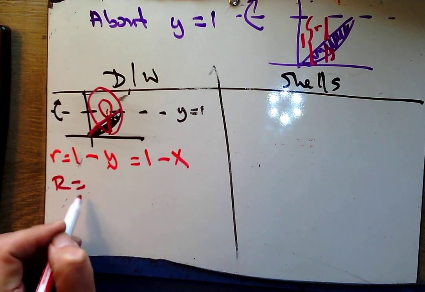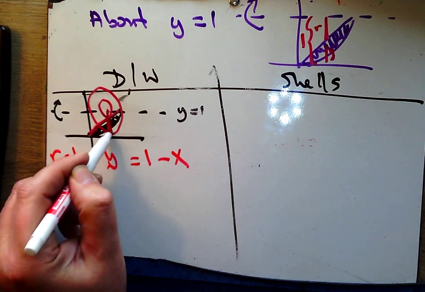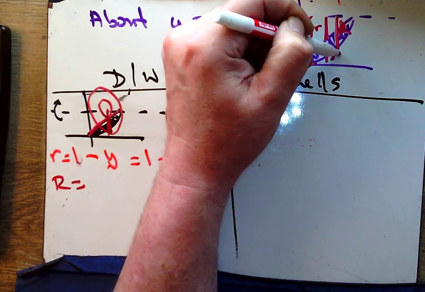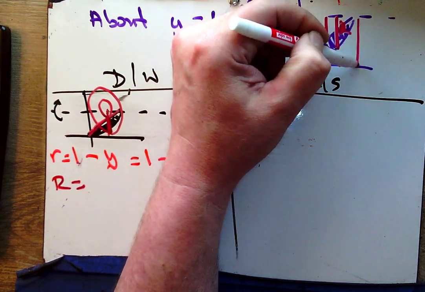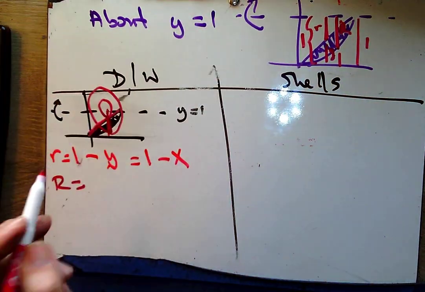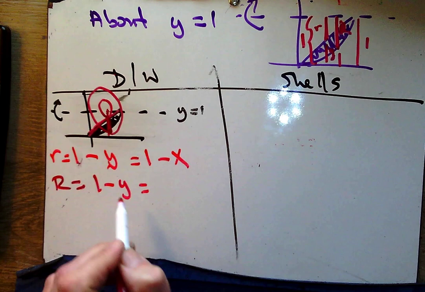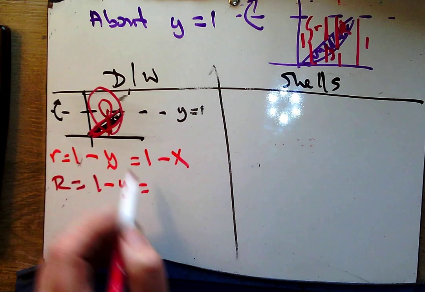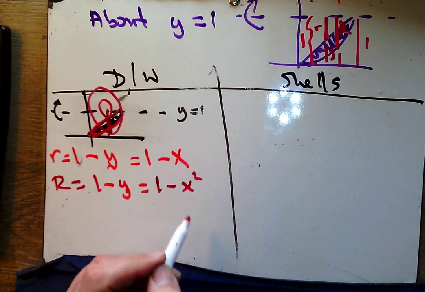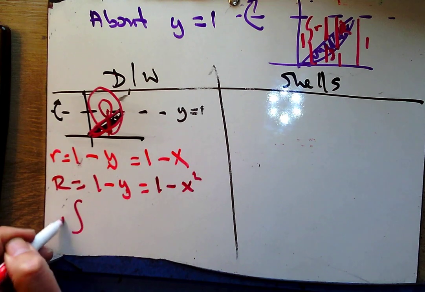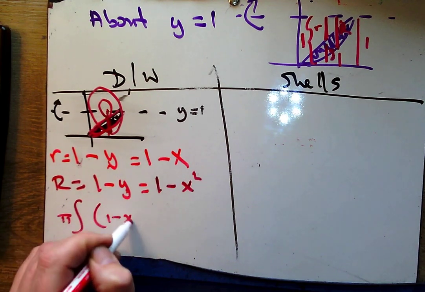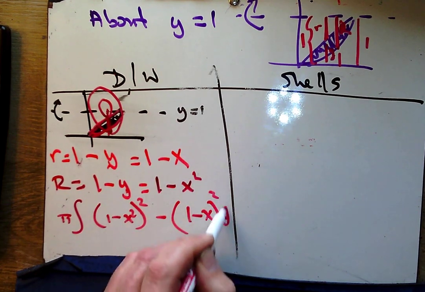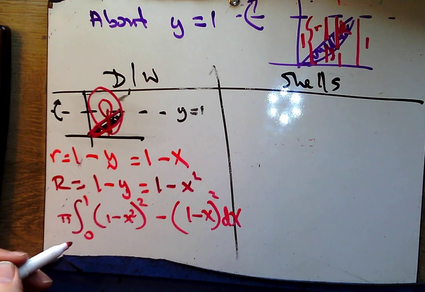When I go to talk about big R, it goes all the way to here. This is y, this is big R, this is 1. And so big R is going to be 1 minus y, but the y value here is for this bottom part, y equals x squared. So 1 minus x squared. So then, integral pi big R, 1 minus x squared, minus little r, 1 minus x, squared dx, and we're going from 0 to 1.